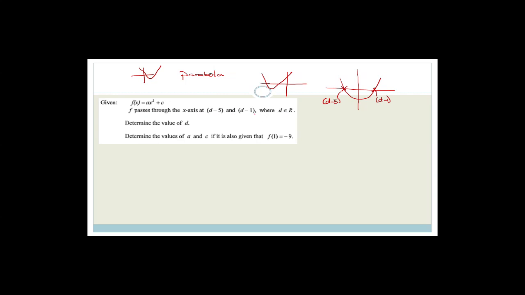Okay, so what do we know? We know that if we multiply these, we have to get f of x in that format. So let's do that. We know that d minus 5 times d minus 1 has to be equal to f of x, because they've told us that it passes through d minus 5 and d minus 1. And remember f of x equals y, which in this case is going to be 0, because it's 0 at both these points. Do you understand?